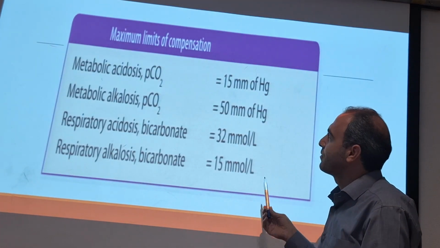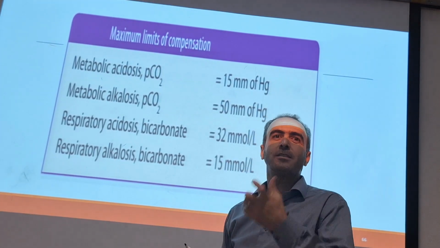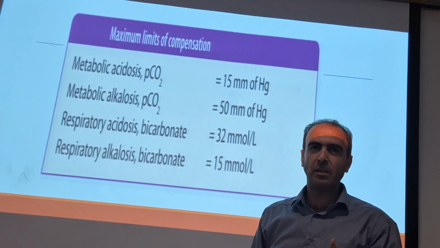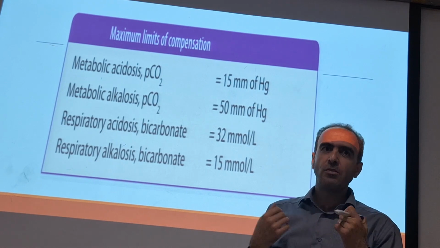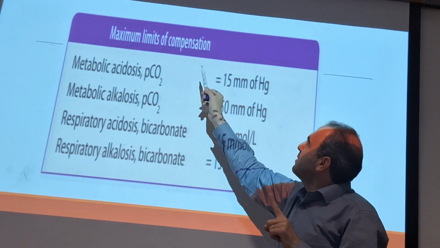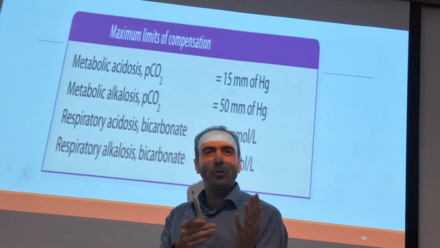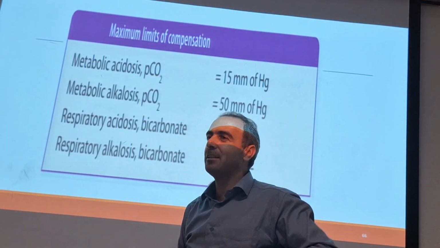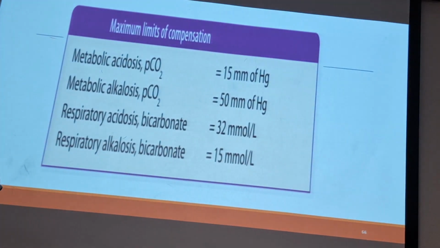Here, the maximum limit of compensation is a good guidance for you. For example, in metabolic acidosis, what is happening? Bicarbonate is decreased. So for compensation, what do we do? We need to decrease CO2. But in maximum compensation, CO2 is decreased only down to 15 millimeters of mercury. So when you see the CO2 concentration is about 15 or more than 15, it means we first had a metabolic acidosis. But when the PCO2 is less than 15, it means we had a respiratory alkalosis.